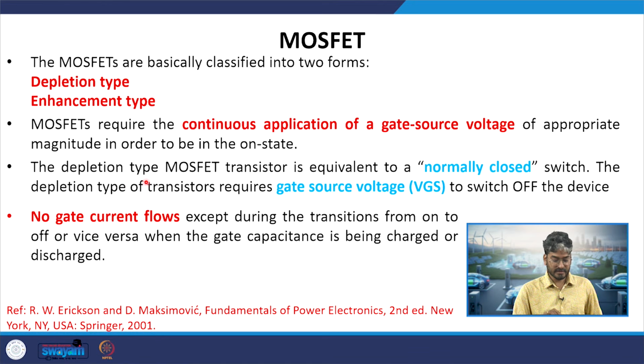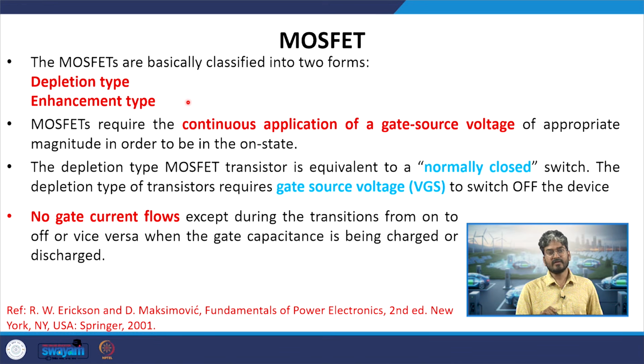In the depletion type of MOSFET, it is normally closed. What is the meaning of that? By default, when the gate signal or the control signal is missing, it will be in the on state. And when we provide the gate to source voltage, it will turn off. So this depletion type is rarely used in a power train circuit. The enhancement types are generally used.